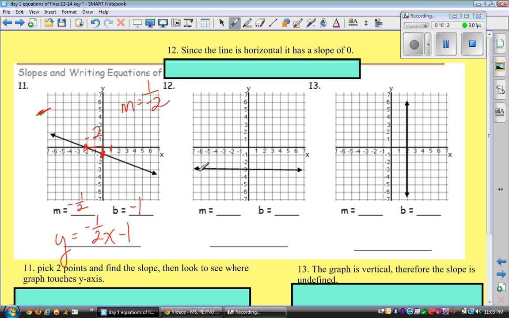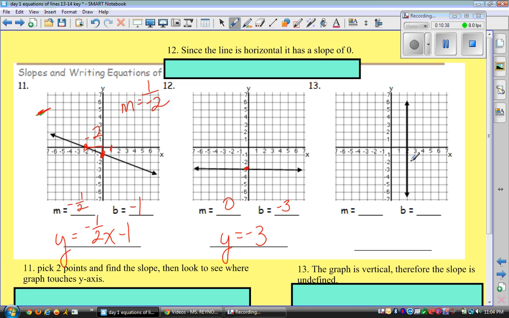In number 12, this is a horizontal line. It doesn't touch the x-axis, so there's not going to be an x value in your equation. So all you do is you find where it's touching the y-axis. It's still touching at 3. Since it's parallel to the x-axis, your slope is 0. So the answer is just y equals negative 3. It doesn't touch the x, so there is no x.